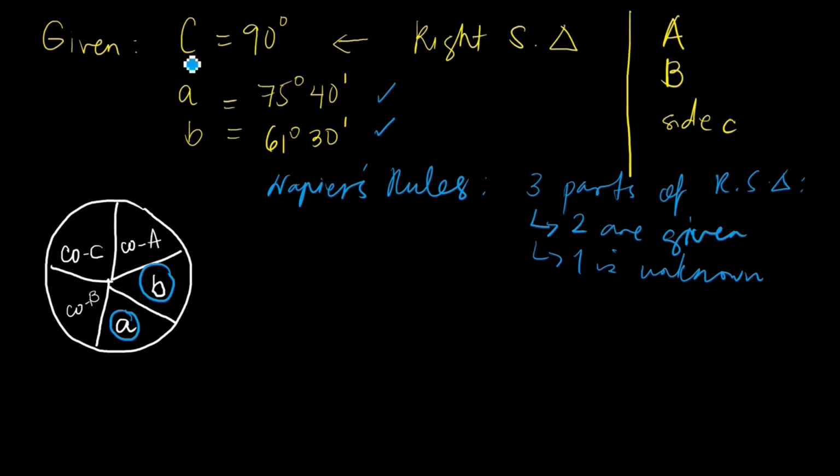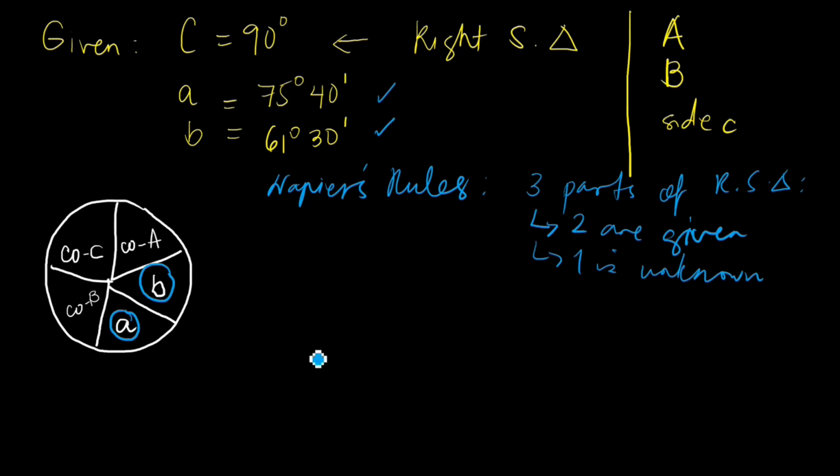By the way, class, we do not use this angle C in our circle because angle C is not here. So what we're going to use are the other two, the A and the B. Angle C is only a clue that the spherical triangle is right.